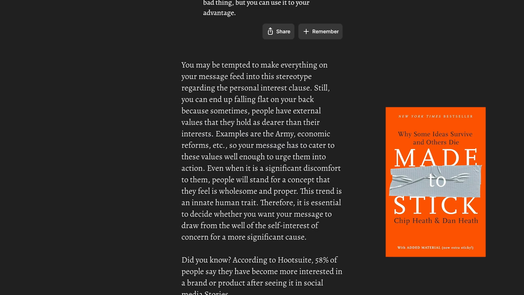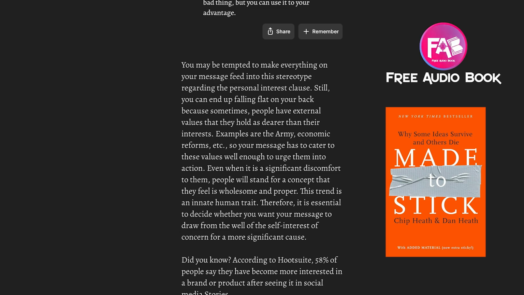Examples are the army, economic reforms, etc. So your message has to cater to these values well enough to urge them into action. Even when it is a significant discomfort to them, people will stand for a concept that they feel is wholesome and proper. This trend is an innate human trait. Therefore, it is essential to decide whether you want your message to draw from the well of self-interest or concern for a more significant cause.